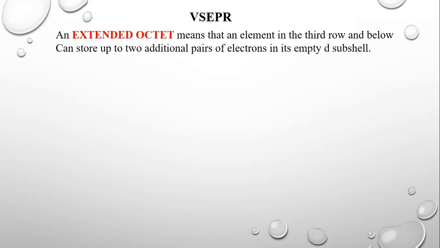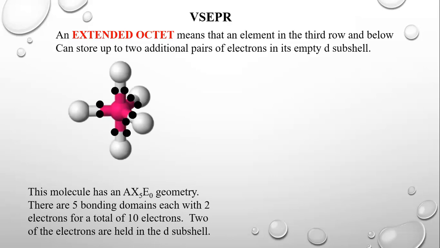They can have either 10 or 12. So let's look at a couple of those. This molecule right here has an AX5E0 geometry. You can see that it's bonding in 5 different directions, and each of those has one single bond. So that's a total of 10 electrons. There are 5 bonding domains, each with 2 electrons, for a total of 10 electrons.